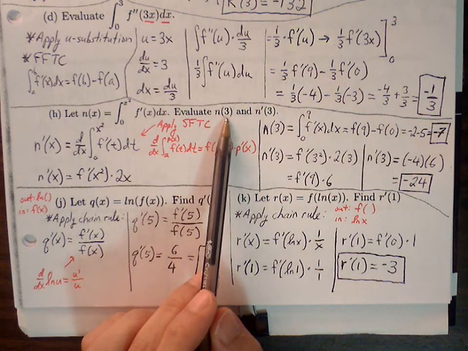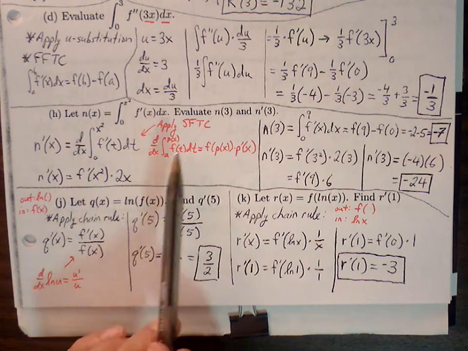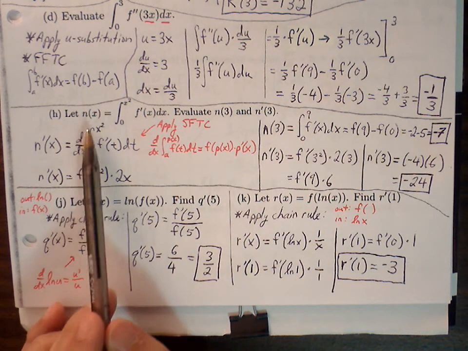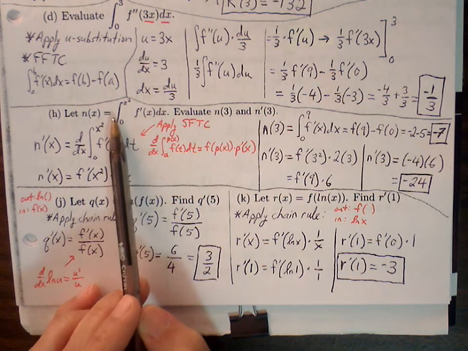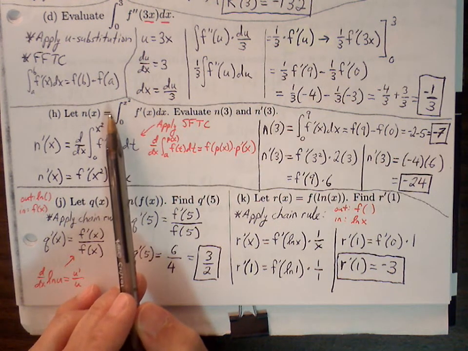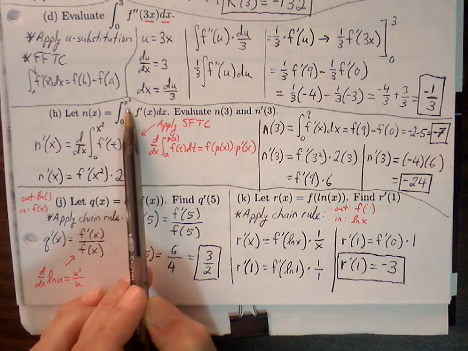Before we find N of 3, let's just go ahead and find N prime of x. So we just have everything in front of us, we can just plug in. So N prime, that means I have to find the derivative of this expression, and we know that if I apply a derivative on top of the definite integral, they're going to undo each other. But we've got to be careful with this x squared here.